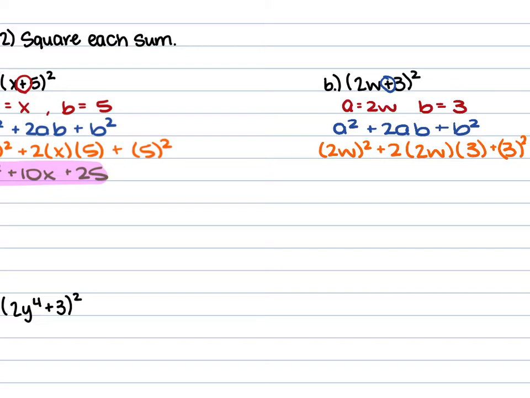This is going to leave us with 4w squared plus 2 times 2 times 3 is 12 times w is 12w, and that 3 squared is 9. So this is just 4w squared plus 12w plus 9.